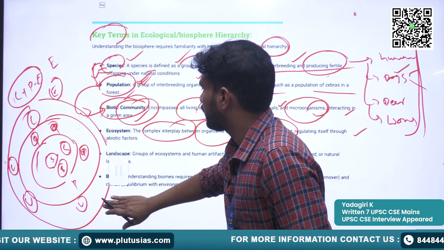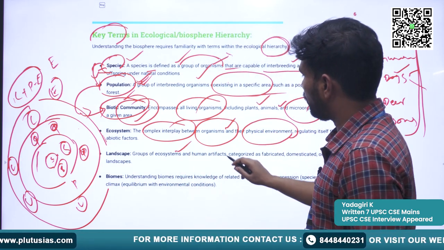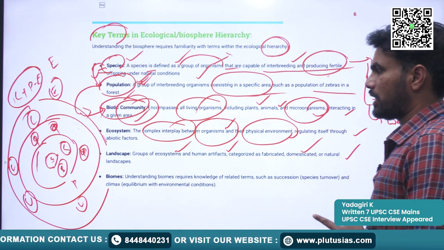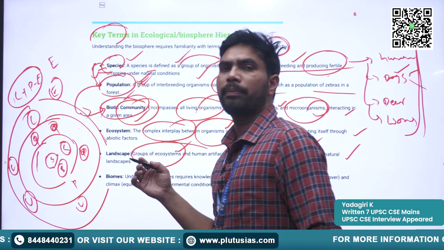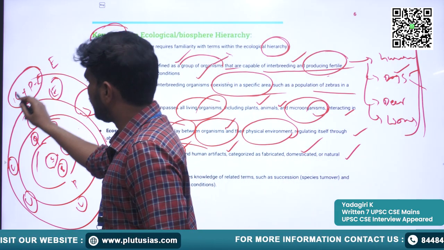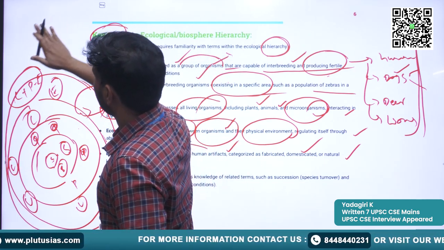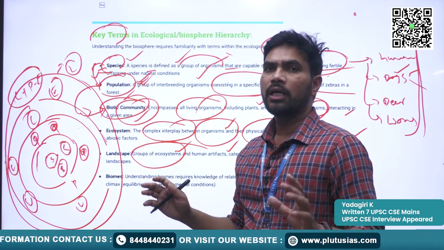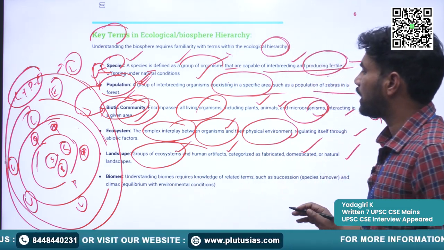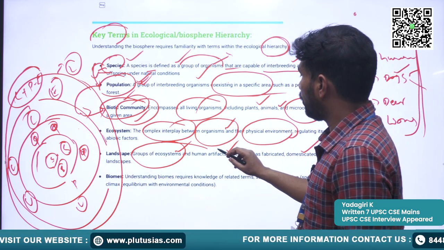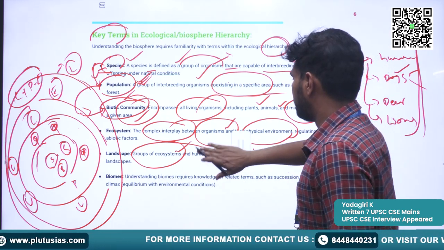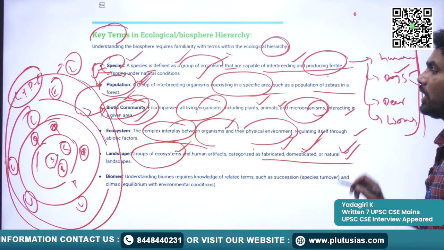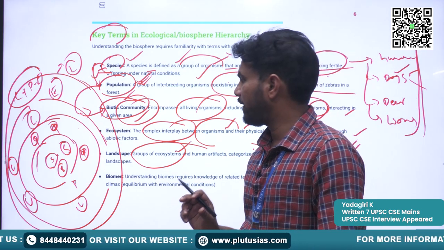Next one is landscape. A landscape is a group of ecosystems and human artifacts categorized as fabricated, domesticated and natural landscape. So basically a landscape is a group of ecosystems. So after ecosystem, when a group of ecosystems are there, they are called the landscape. Further, landscapes are divided by human artifacts; they are classified into fabricated landscapes, domesticated landscapes and natural landscapes. So try to remember this classification also.